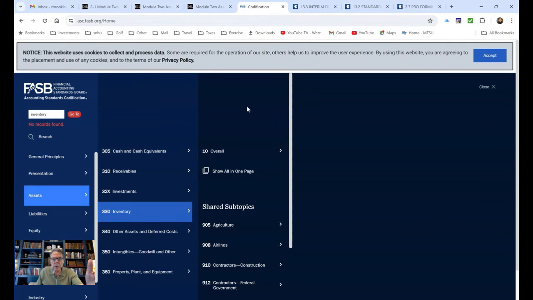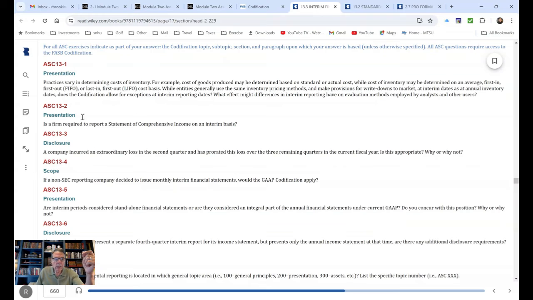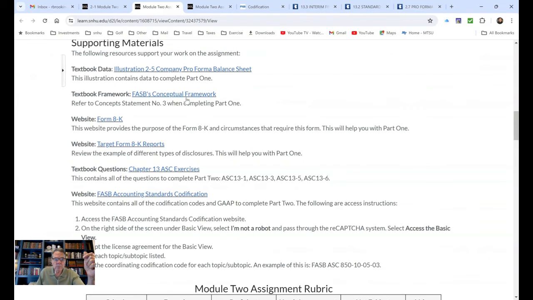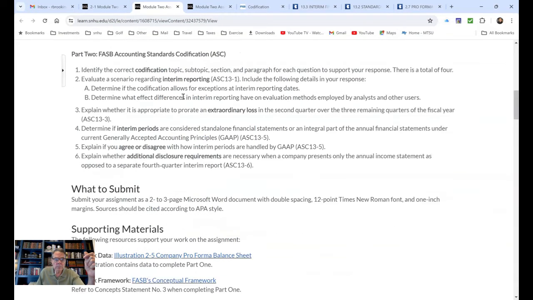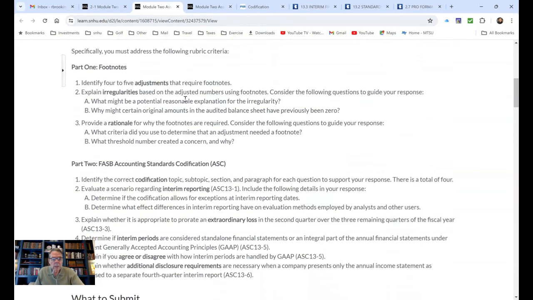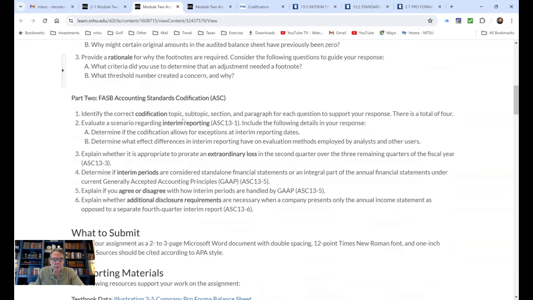So you will read the question and then you will go to find inventory. So 3 would be extraordinary loss. So you would look up extraordinary loss to try to find what part of GAAP would apply for that. So you're going to identify the correct codification topic, subtopic, section, and evaluate a scenario regarding interim reporting. Include the following details in your response.